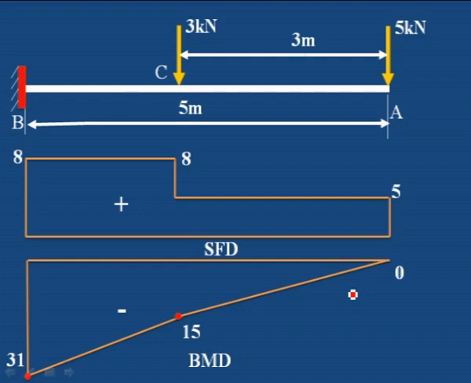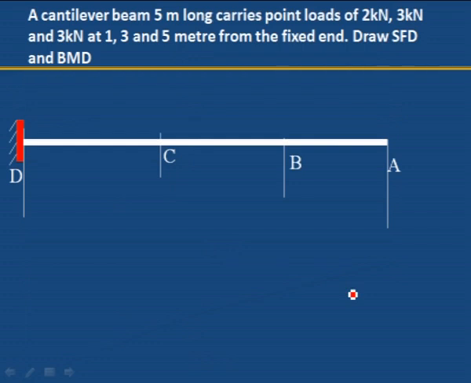Let us see how bending moment and shear force diagrams can be drawn for 3 point loads. A cantilever beam 5 meter long, 5 meter long means 5 meter span from one point to another point, carries point loads of 2 kilonewton, 3 kilonewton, 3 kilonewton at 1 meter, 3 meter, 5 meter from the fixed end. Now see, in this problem the distance is given from the fixed end. From the fixed end, 2 kilonewton is acting at a distance of 1 meter, 3 kilonewton is acting at a distance of 3 meter, and then another 3 kilonewton is acting at a distance of 5 meter from the fixed end.